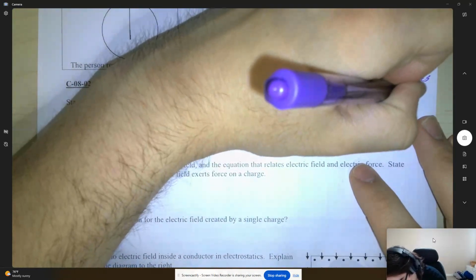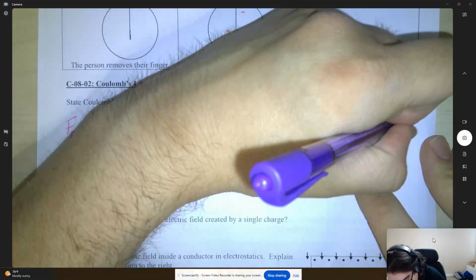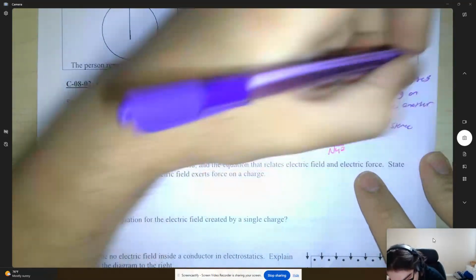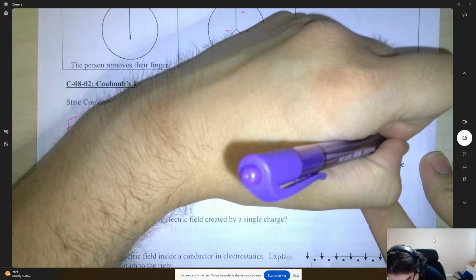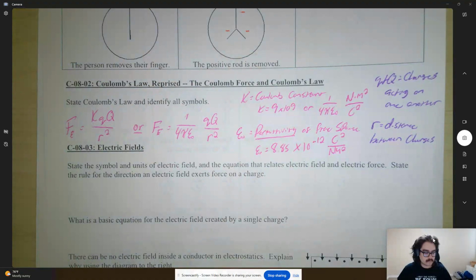A couple of other things to know is that little q and big Q are the charges acting on one another. And r is the distance between the charges. That's it for Coulomb's law.